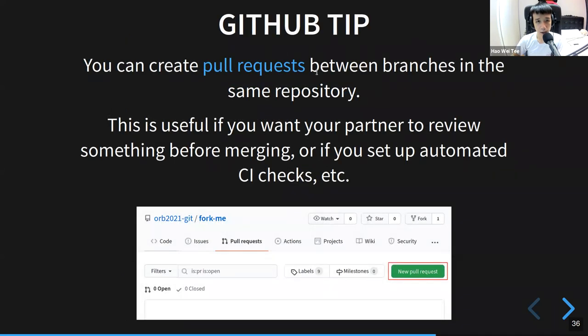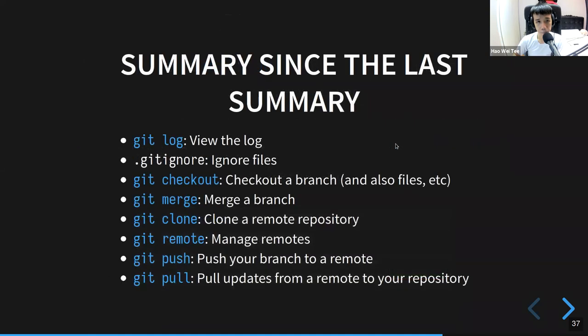So you can create pull requests between branches in the same repository. I've already mentioned this. Okay. So this is what we have covered: git log, checkout, merge, clone, remote, push and pull.